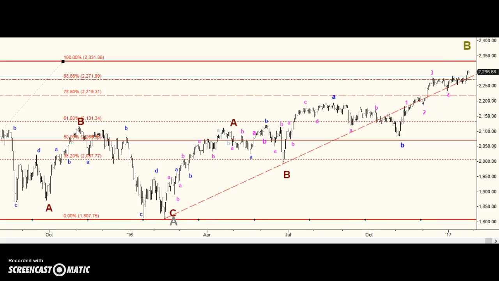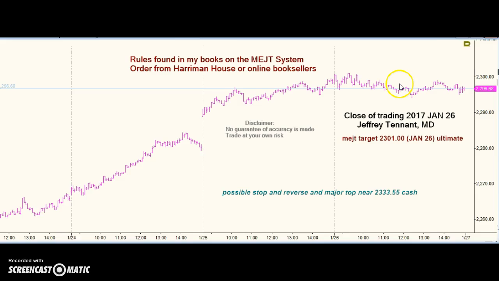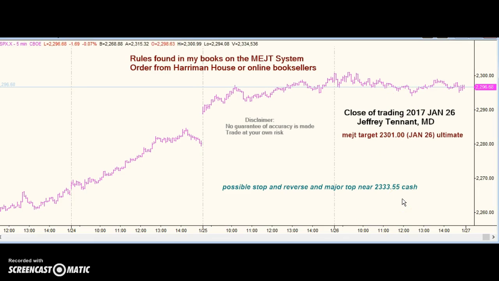That's 2333.55. Now, our friend again likes to divide things in three. If you take the 1,000 between 2,000 and 3,000, divided in 3, you get 2333.33. This 333.33 is important. If you multiply it by 2, you get the low in 2009 at 666.79.